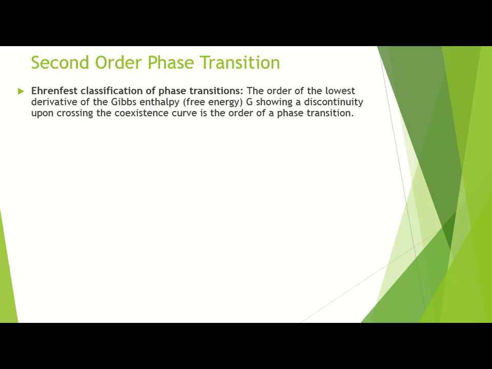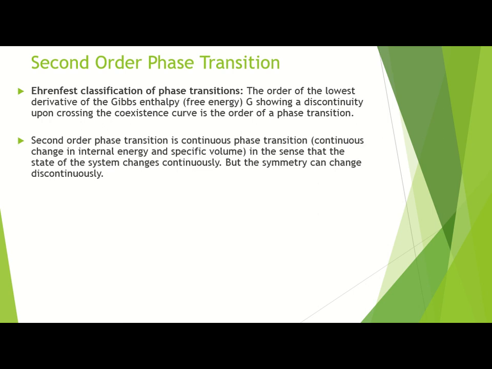So in this transition, the first order derivatives will be continuous. That means the Gibbs free energy will change continuously. The first order derivative of G with respect to T is your entropy, and with respect to P is your volume. So volume and entropy will also change continuously, which was discontinuous in the case of first order phase transitions. Second order phase transition will be a relatively continuous phase transition compared with the first order transition, because here the second order derivatives are discontinuous and the first order derivatives are continuous. That is, internal energy and specific volume will change continuously during the phase transition.